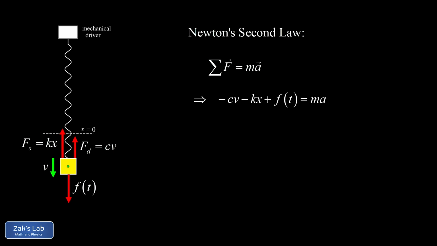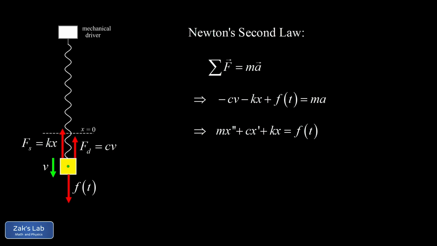So on the left side there is our net force, that's negative cv, again, because that's pointing in the upward direction, which by convention is negative. Similarly, we have a negative kx, and then we have a plus F of t because it points downward, and this all adds up to m times a. So now we can replace v with the time derivative of x and a with the second time derivative of x, and rearrange our equation with x and all its derivatives on one side. And there you have it, a second-order linear inhomogeneous equation describing the motion of our oscillator.